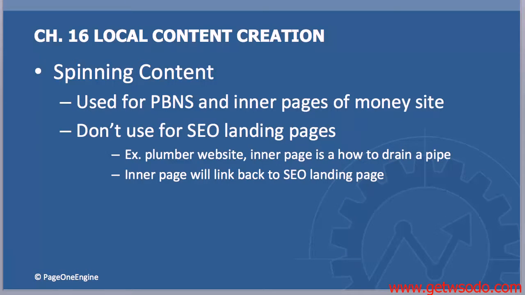Now for the spun content, just remember you want to use it for the PBNs and also the inner blog pages of your money site. Never spin the content for your main category pages, which are your top silo pages, or even your home page. Always take the time and write that out yourself. So a great example really quick is, let's say you have a plumber website. One of the inner pages that you bought off of iWriter.com is about how to drain a pipe. That inner page is going to either link back to the home page or a top main nav page on your website. Remember that.